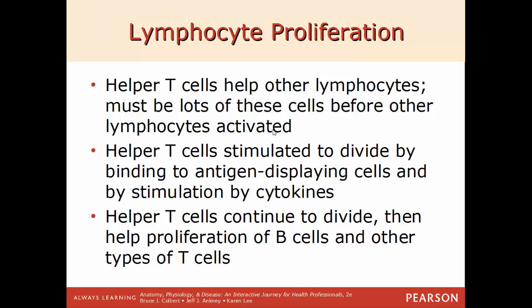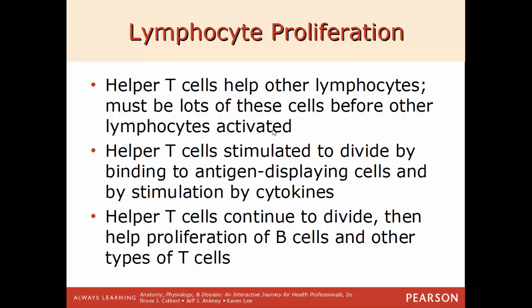Helper T cells are stimulated to divide and then bind to antigen-presenting cells by stimulation of cytokines. These helper Ts will continue to divide and then help the proliferation of B cells and other types of T cells. So if these helper Ts are not present, then they can't activate other lymphocytes.